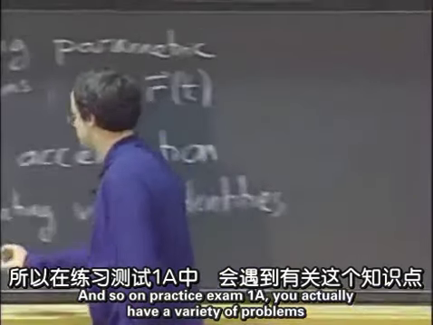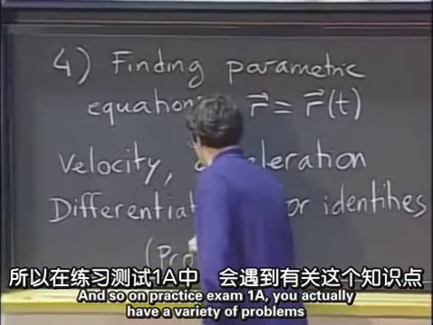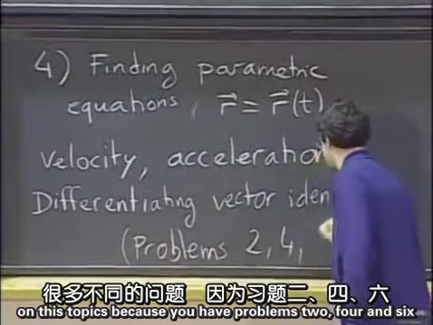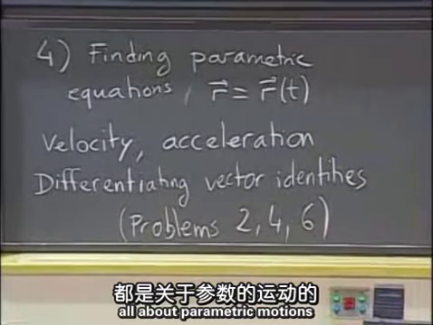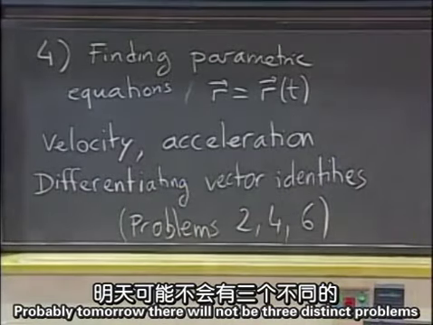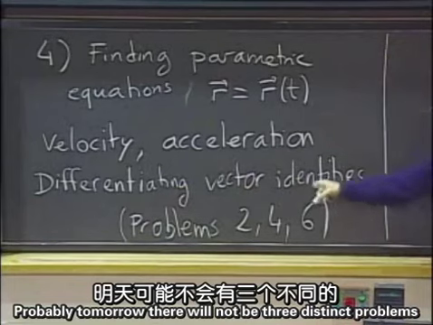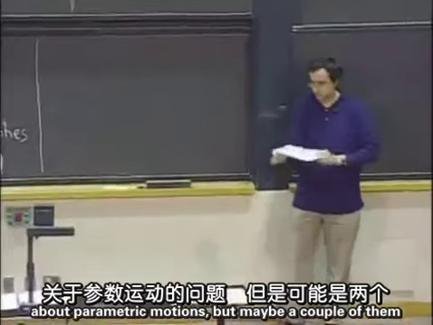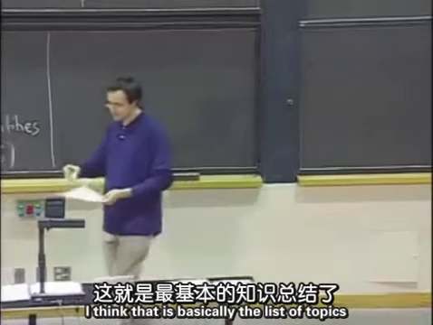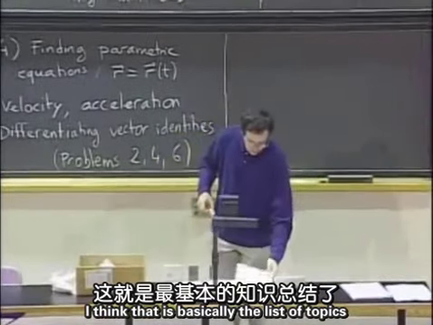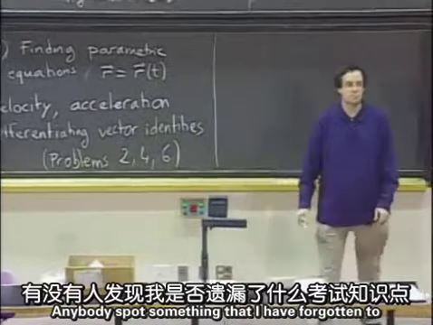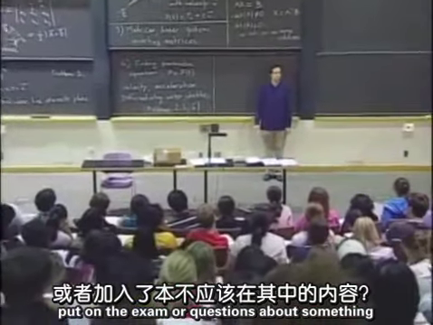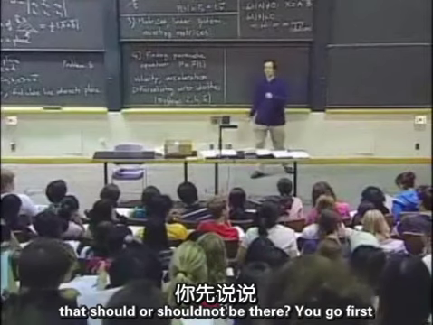And so on practice exam 1A, you actually have an orgy of problems on this topic, because problems 2, 4, and 6 are all about parametric motions. Probably tomorrow there will not be 3 distinct problems about parametric motions, but maybe a couple of them. Okay, so I think that's basically the list of topics. Anybody spot something that I've forgotten to put on the exam, or questions about something that should or should not be there? Okay, you go first.